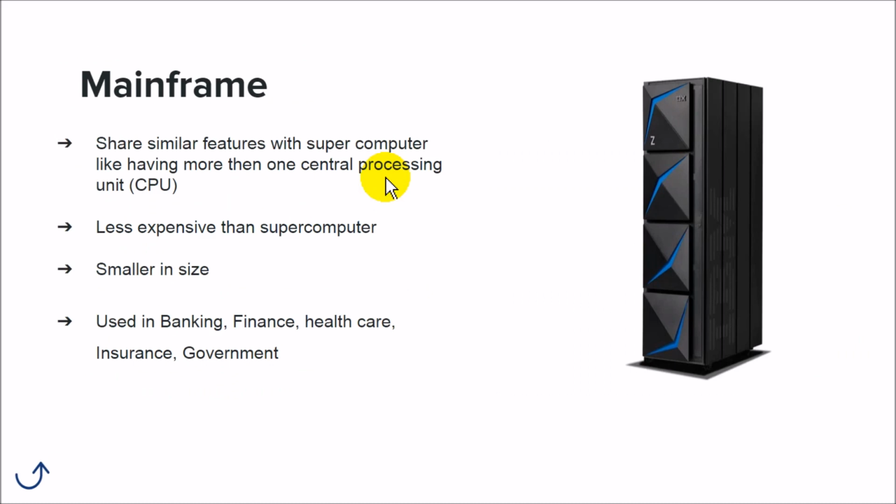So another type of computer based on size is mainframe. Mainframe shares similar features with supercomputer, but supercomputers are always much bigger than them. But they also have the feature of having multiple processing units. They also are very fast in terms of operation. So you find this kind of computer mostly in bigger organizations like banks and all that, but supercomputer is faster than mainframe. It's also less expensive than supercomputer, smaller in size. So you find them used in banks, finance, healthcare and insurance and government agencies. Okay, so that is it about mainframe.